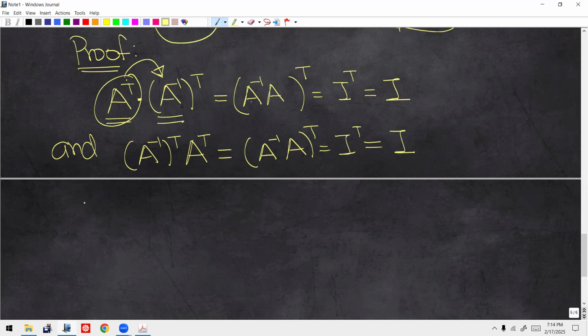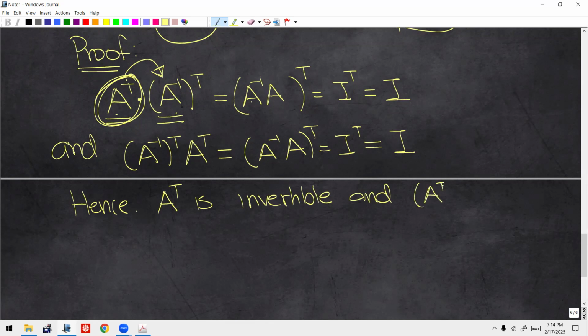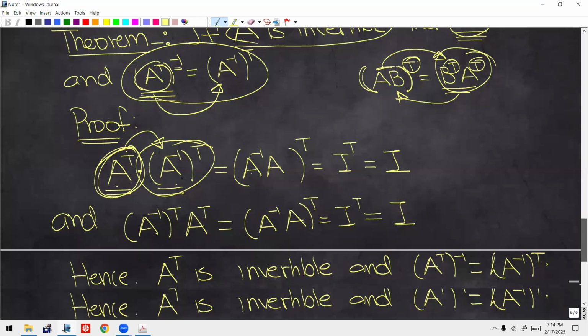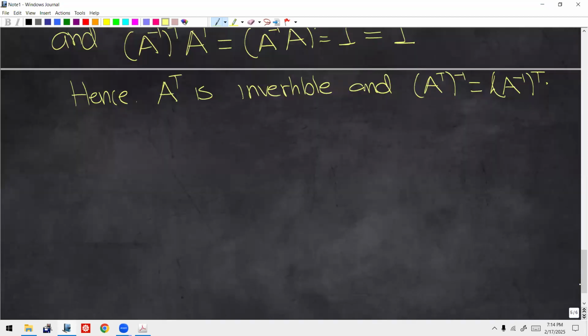So that tells us, hence, we can say what? A transpose is invertible, because if you multiply A transpose by the same matrix in any order, we get I. That means that is invertible. So we can say, hence, A transpose is invertible. That was one of the things we had to prove. And the inverse of A transpose will be whatever this is. In this case, it's what? A inverse transpose. Okay? And that was the second part we had to show. So once again, I'm hoping you understand how to do these simple proofs. They're kind of fun. Okay?